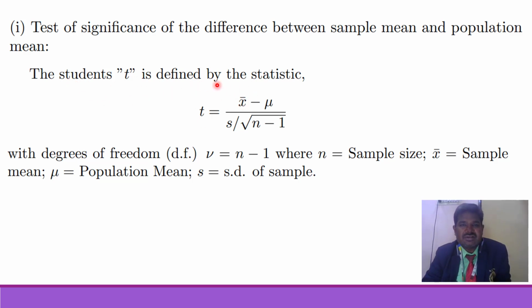The student's t-test is defined by the statistic t equals x bar minus mu divided by s by root of n minus 1, with the degrees of freedom nu equal to n minus 1, where n is the sample size, x bar is the sample mean, mu is the population mean, and small s is the standard deviation of the sample.